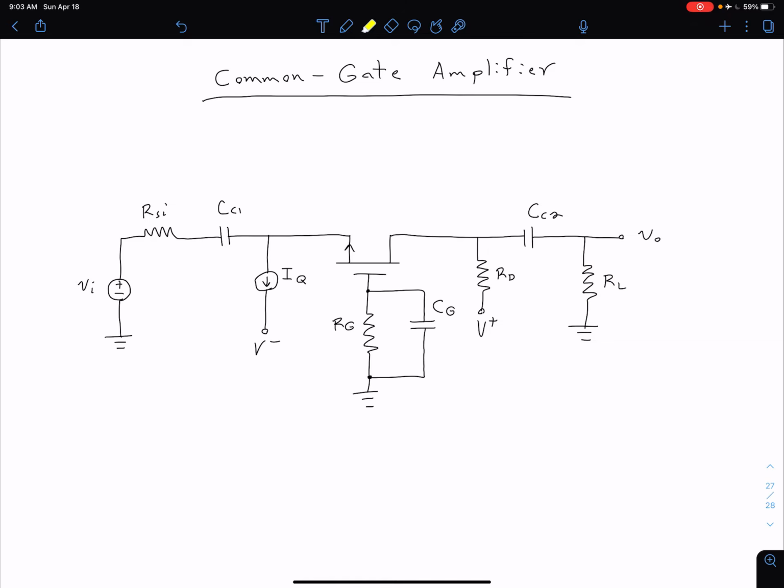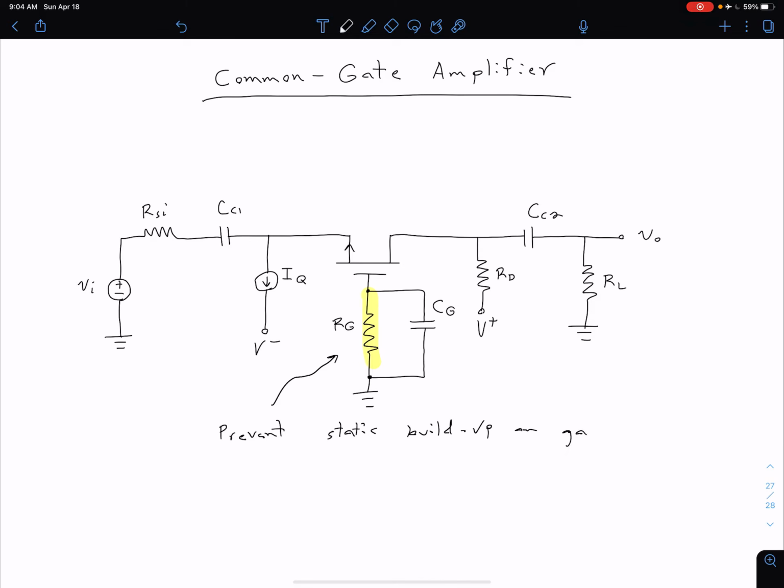So another interesting thing to note is our connections on the gate. So notice we don't have our gate connected directly to ground, rather we have this RG and this CG between the gate and ground. So first let's talk about our RG here. So the reason we have this RG is to prevent static charge buildup on the gate.